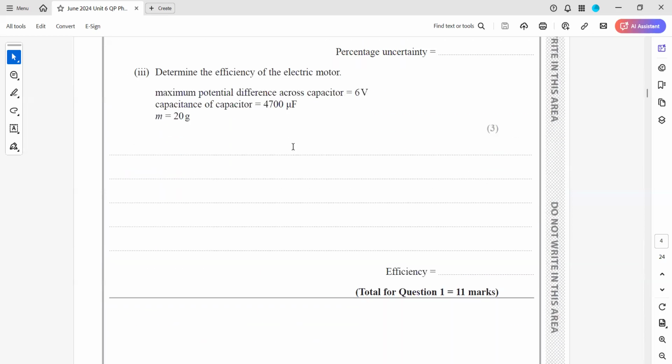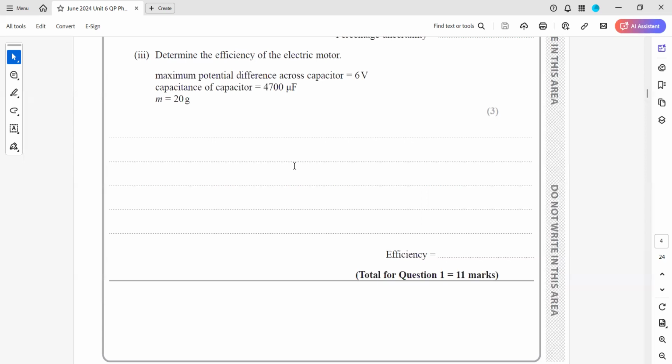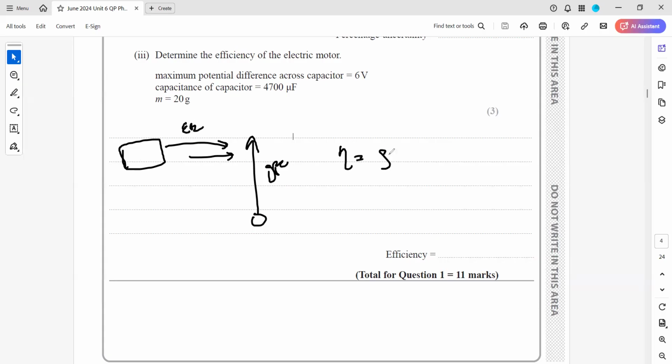Next is determine the efficiency of the electrical motor. The maximum potential difference across the capacitor, and the capacitance is 4,700 microfarad, and the mass is 20 gram. Look what happened when the capacitor discharged: the input is the electrical energy and it lifts a mass up, so the output is the gravitational potential energy. So we will find the electrical energy and the gravitational, and to get the efficiency, it will be gravitational potential energy divided by electrical energy into 100.